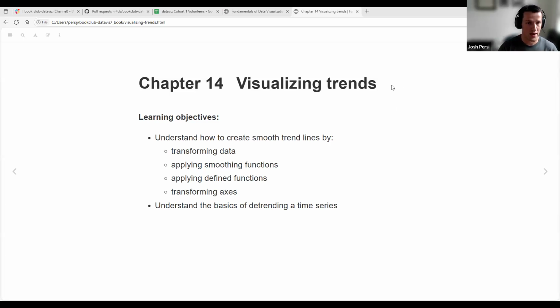Okay, chapter 14, visualizing trends. By the end of this chapter and from this slide, I hope you will be able to understand how to create smooth trend lines by transforming the data into something smoother, by applying smoothing functions, by applying defined classic mathematical functions, and by transforming the axes of the plot. I also hope you will understand the basics of detrending a time series.